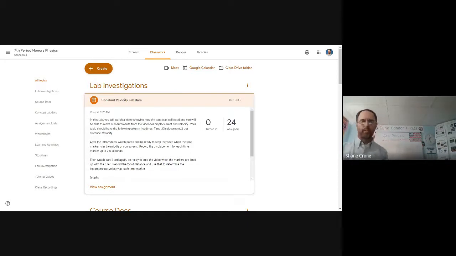So while I'm getting everything ready, if you could go ahead and put those column headings on your Google Sheets, then when we get time to do the activity, you'll already be ready to go, and you can start putting the numbers in. Let me get the videos loaded. I'm going to go to my playlist. Let me back up one.